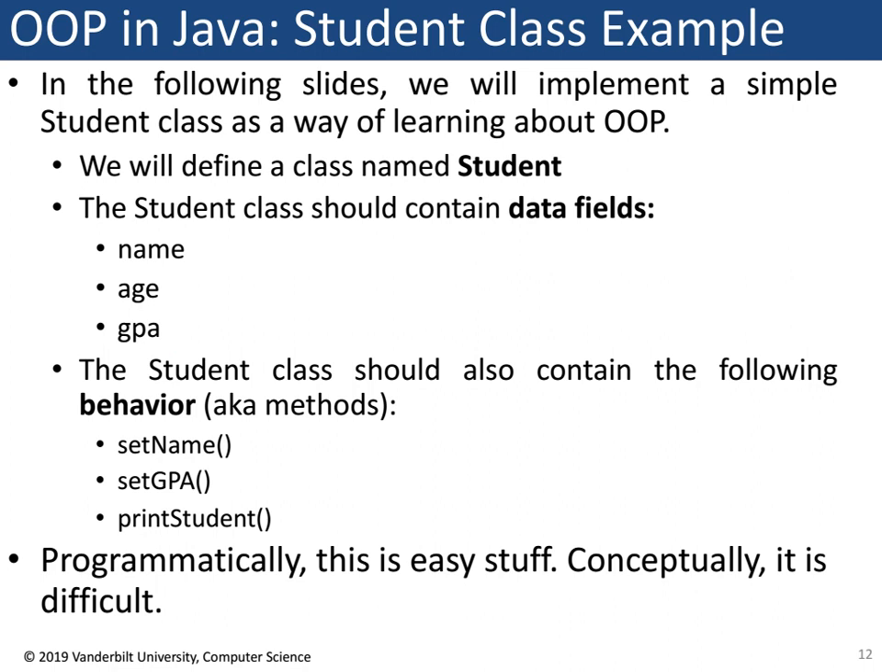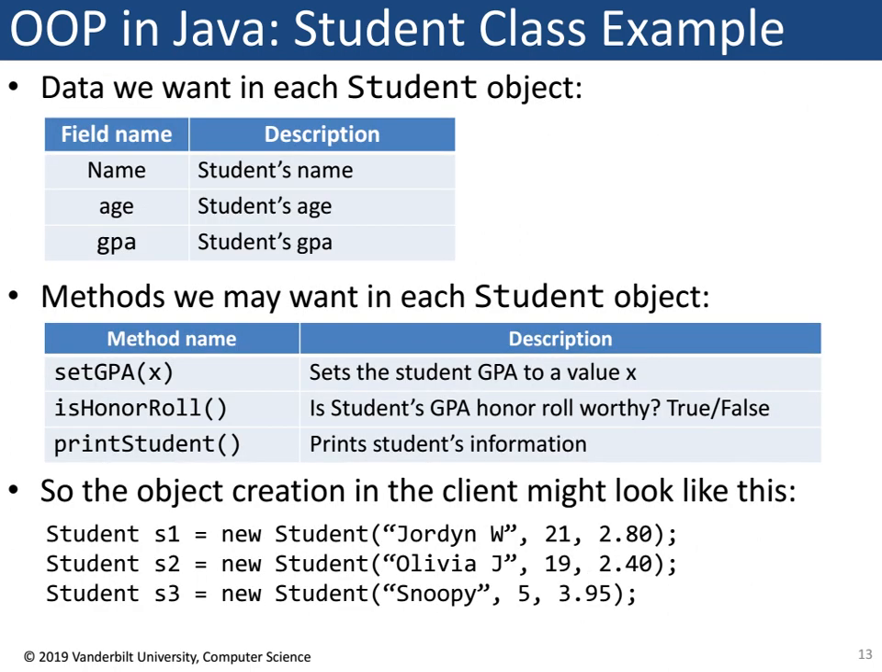Now, programmatically, this is going to be very easy for us to do. The important thing is not that you can type the same things into your development environment that I show you in the lecture. The important thing is that you understand the concept behind creating this Student object. So here's the data that we want. Our instance variables will be name, age, and GPA. Name will contain the student's name, age the student's age, and GPA the student's GPA, respectively.